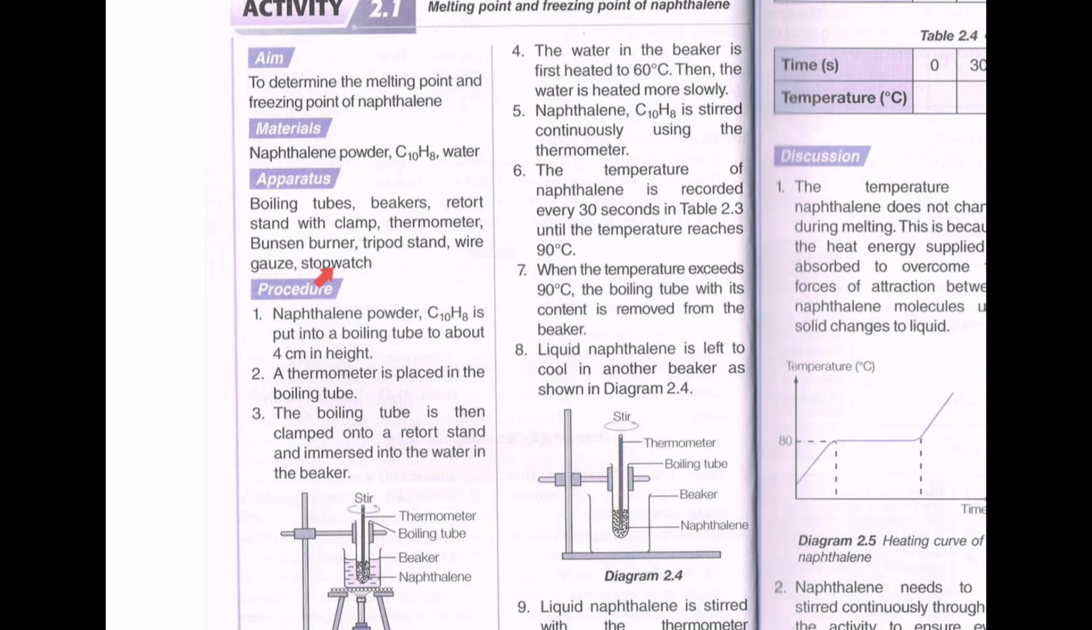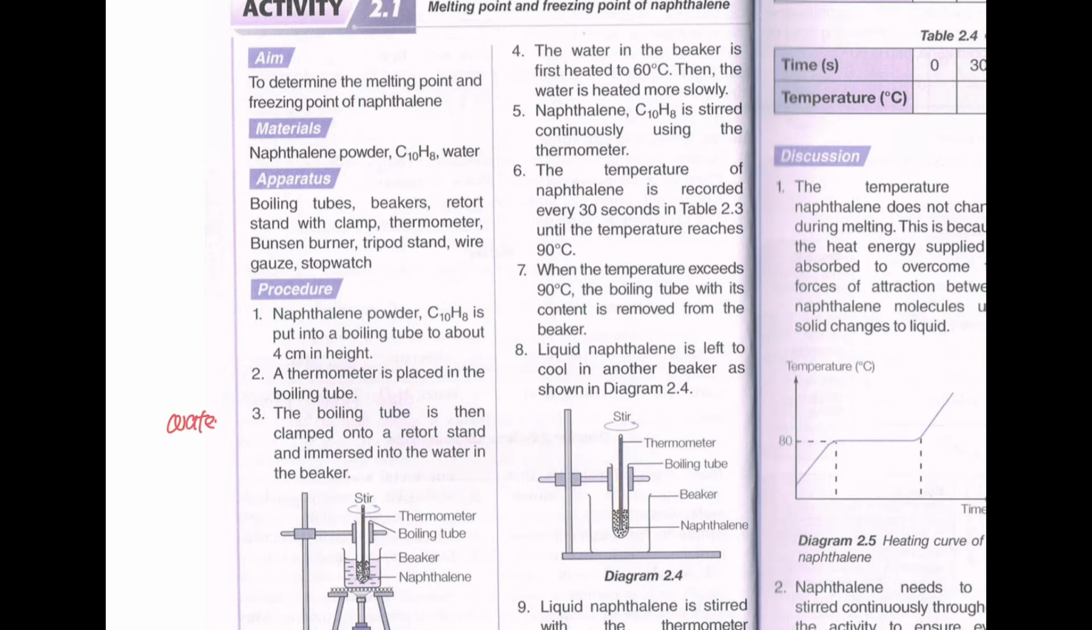Okay, so the procedure: naphthalene powder C10H8 is put into a boiling tube to about 4 cm in height. When you buy this from a grocery shop or maybe a hardware shop, the naphthalene is ball shaped, so you break it down or smash it, change it to powder. A thermometer is placed in the boiling tube, something like this. The thermometer measures the temperature of naphthalene. The boiling tube is then clamped onto a retort stand and immersed into the water in the beaker. So we call this water bath.